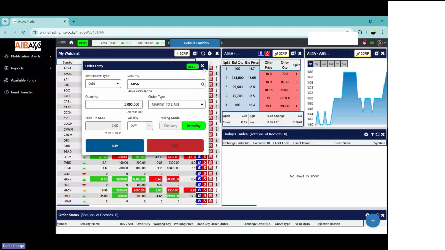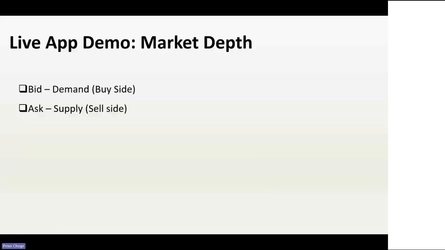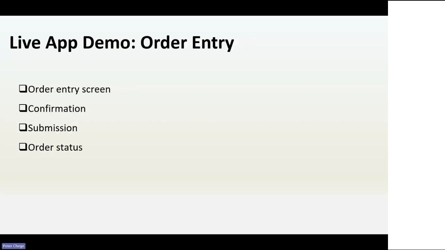Let me stop sharing this. So we have gone through the order entry screen, and I've explained market depth. So let's go to the next. We have order confirmation. So when you're submitting, you get a confirmation. That's where the charges are posted. Then you submit to the market.